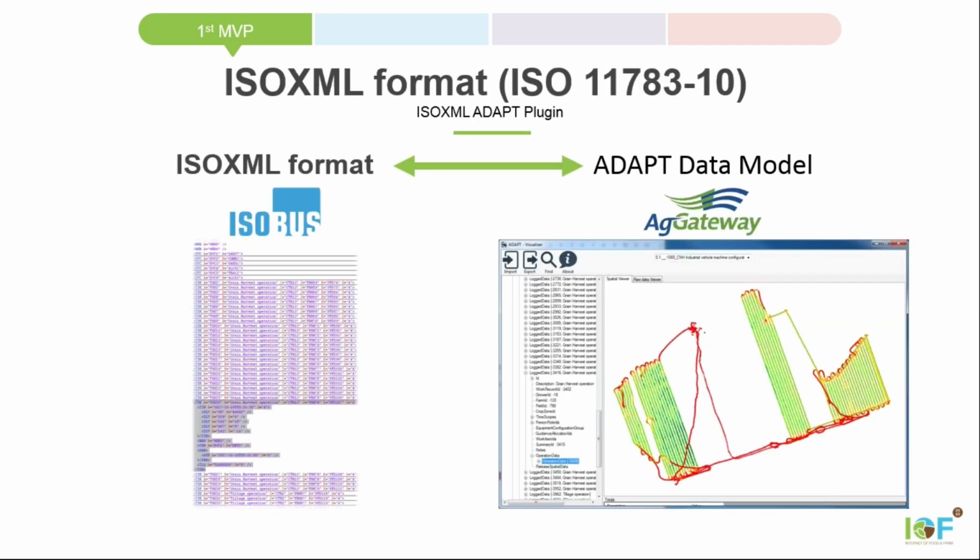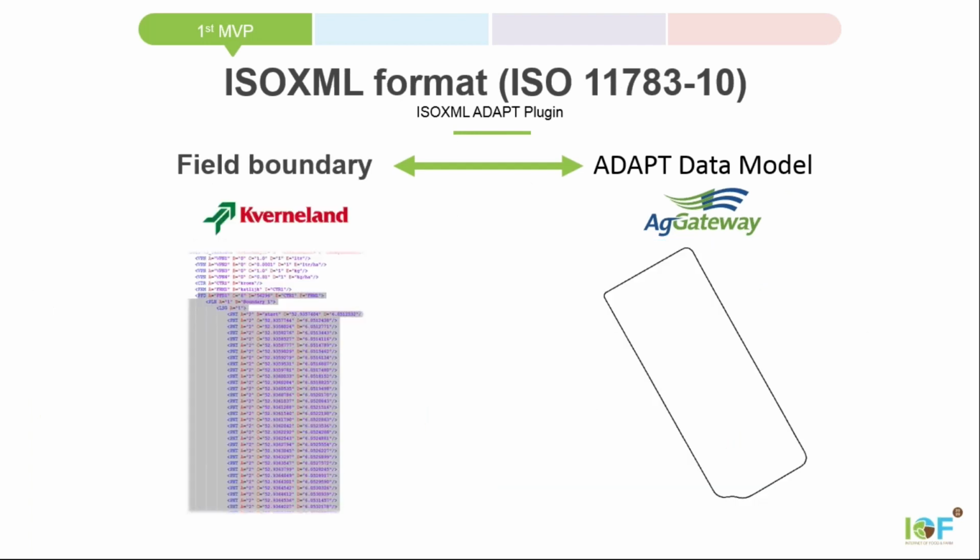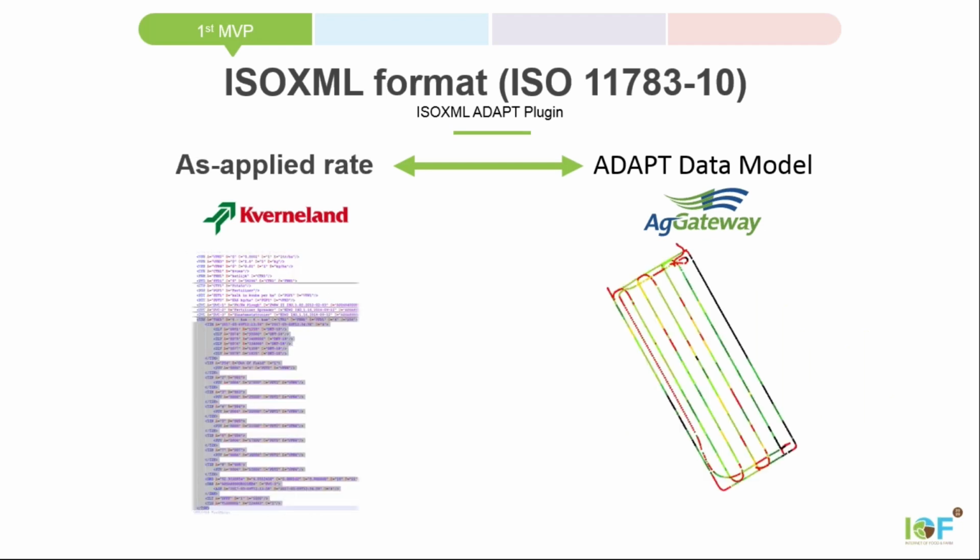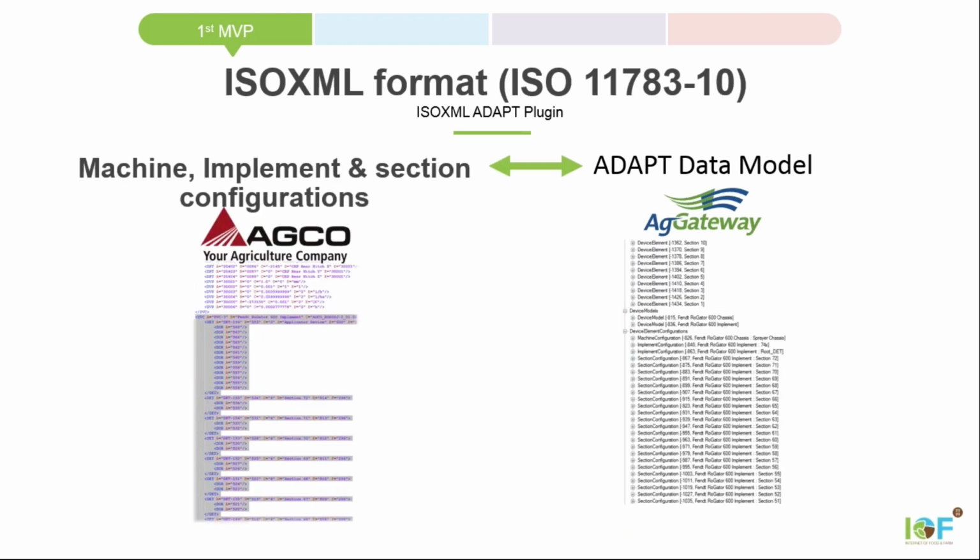The next slides will show you some visualizations on using the ISO.xml plugin. The field boundary from a Fennerland machine. You see on the left the ISO XML data format, and on the right again the visualizer of the ADAPT data model. Then here the as-applied data of the same fields from the same machine. Then you can also get the machine, implement and section configuration from an Echo machinery mapped into the ADAPT data model.